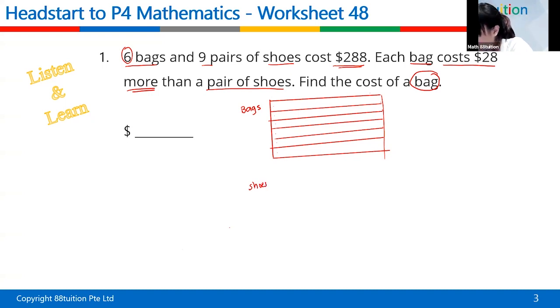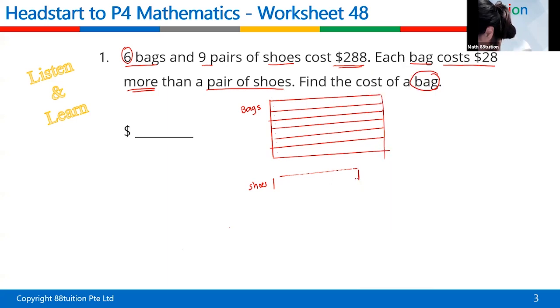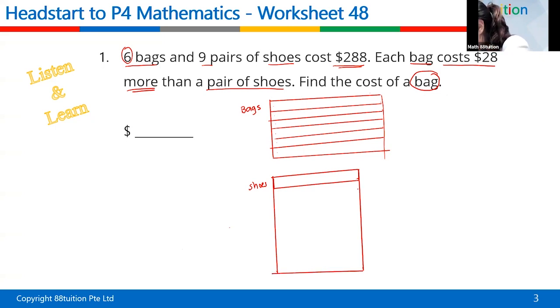So, Lakshana, do you agree that one shoe is going to be shorter than the bar for the bag? So one shoe is going to be like that. Agree? Yes. Shorter than the bag. Now, how many shoes are there? There are 9 pairs of shoes. So we need to draw 9 bars horizontally downwards. Okay? It's a bit much to draw, but let's just bear with it.